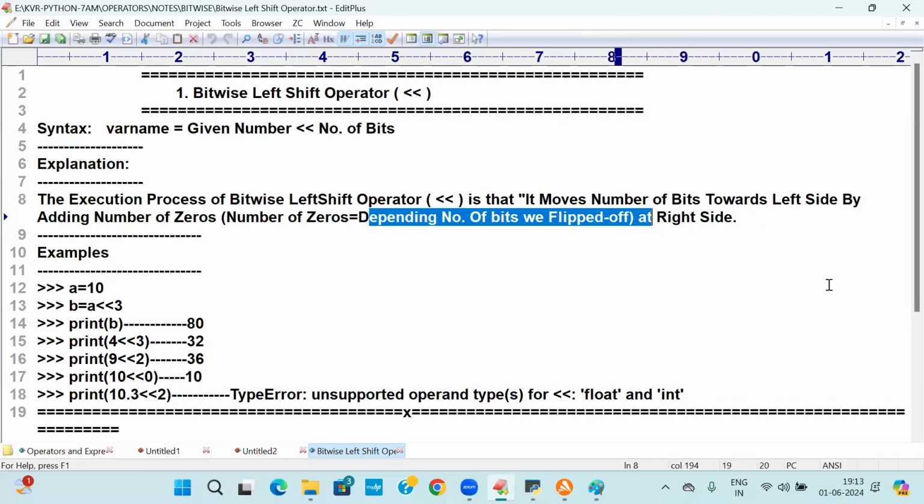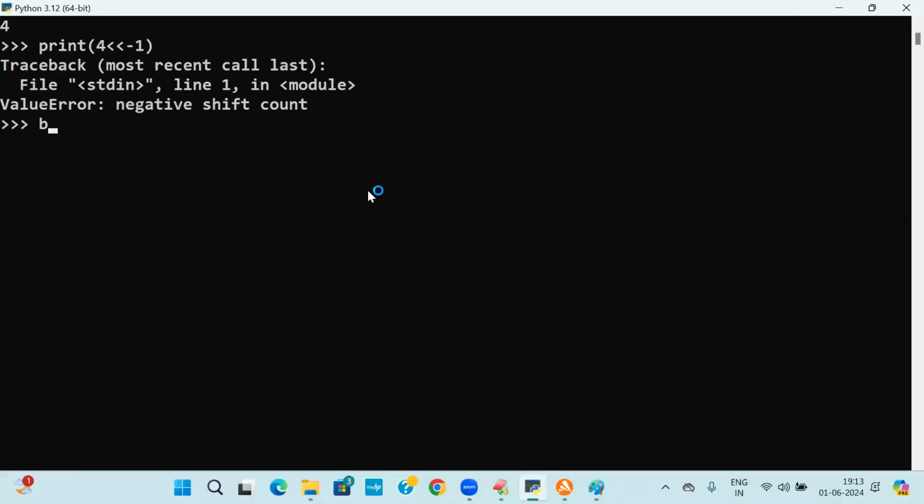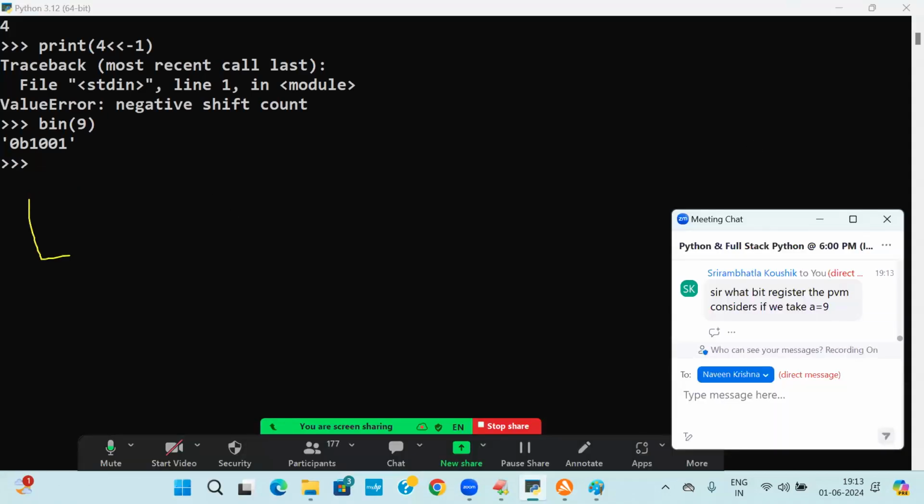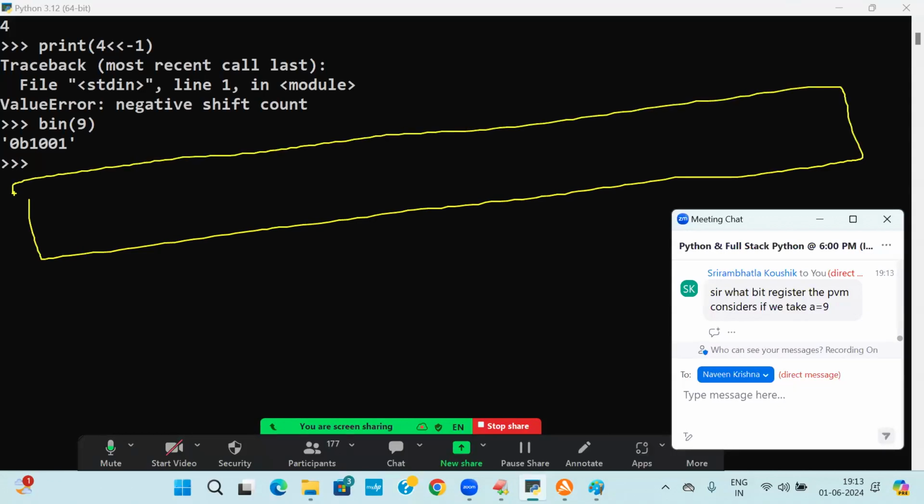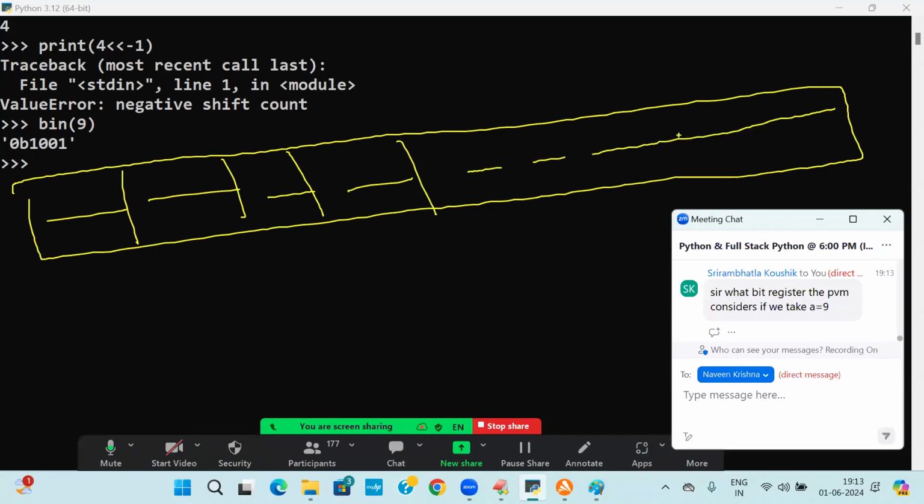So come to the point. Kausik is asking, sir, what bit register does the PVM consider if we take A9? Just now I said, my dear student. Bin of 9. This is my data. My laptop is 64 bit, for example. What does it take internally, even for a small number? 64-bit representation only it takes. Suppose your laptop is 16 bit, here 4 bits, here 4 bits, here 4 bits, here 4 bits. It is taking how many times? Come on. 64 means what?